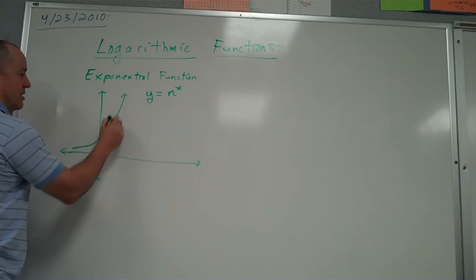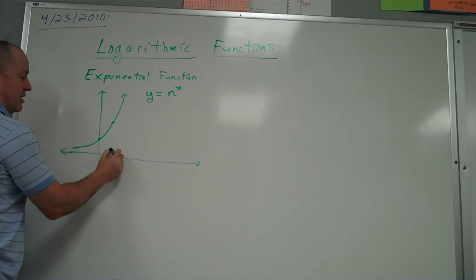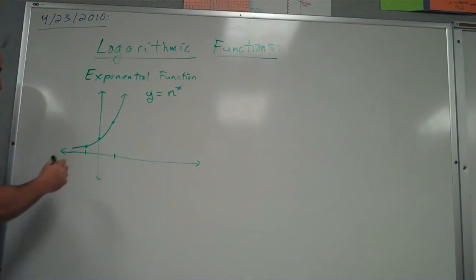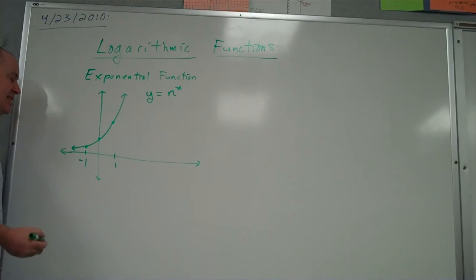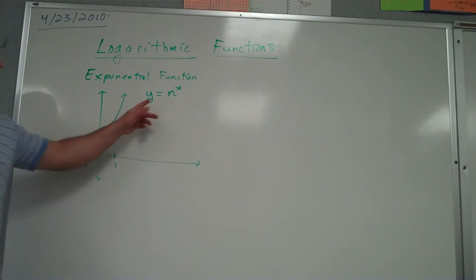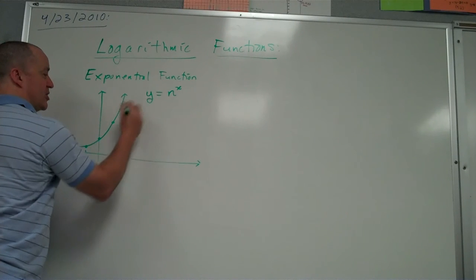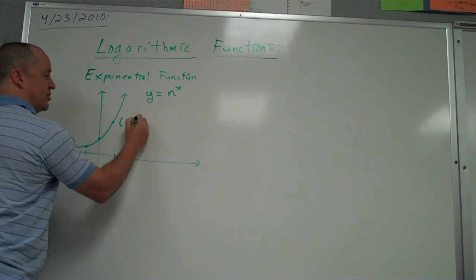The parent function. That's a parent function. It'll never go past the bottom. I'll be very interested in the points -1, 0, 1. And what is any number to the -1 power? It's the reciprocal of that number. Now that's to the first power. Any number to the first power is that number. So this will pass through the point 1, that number.